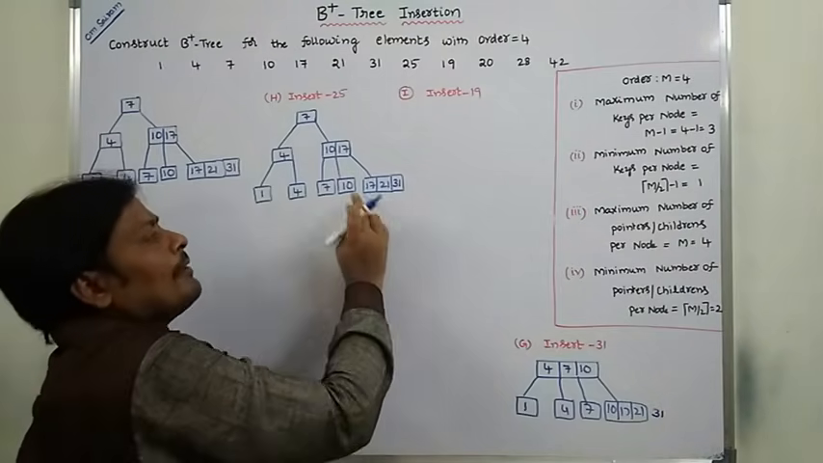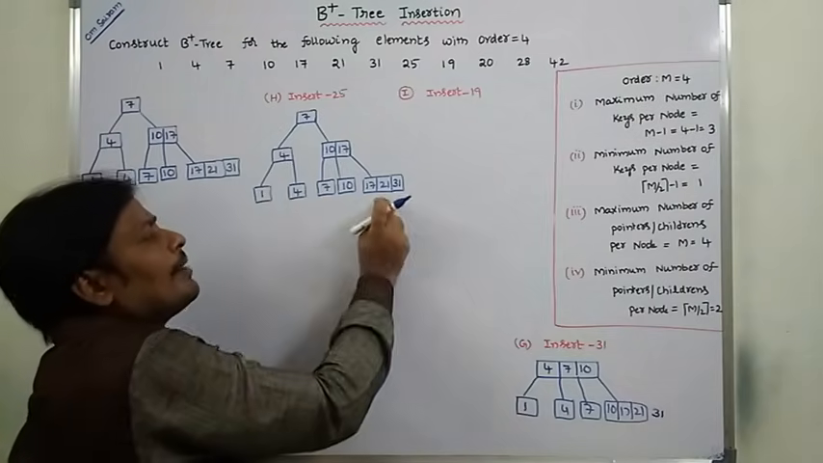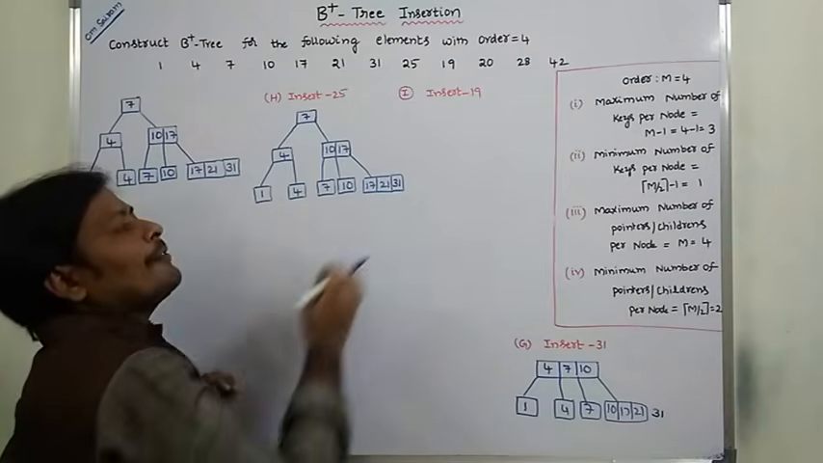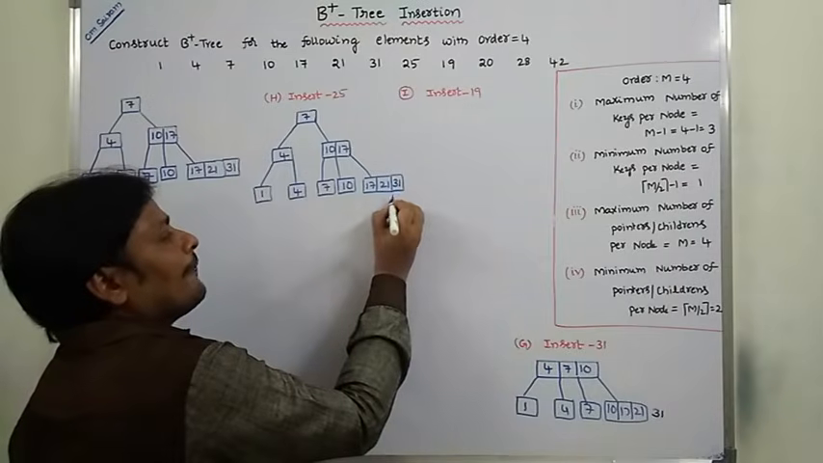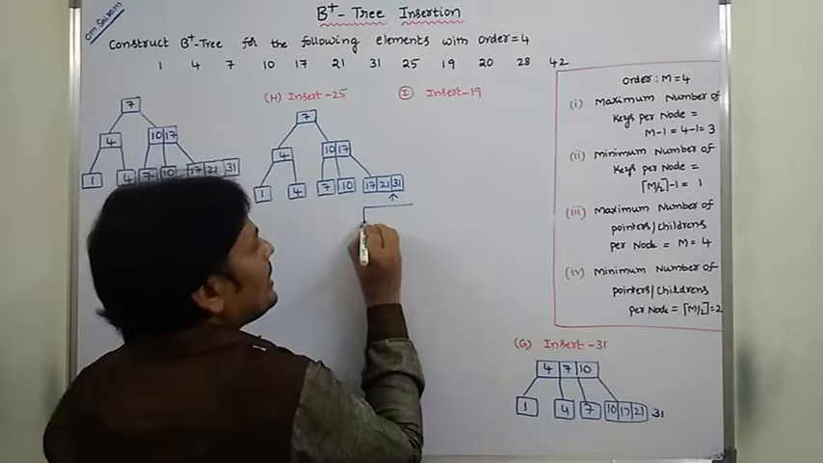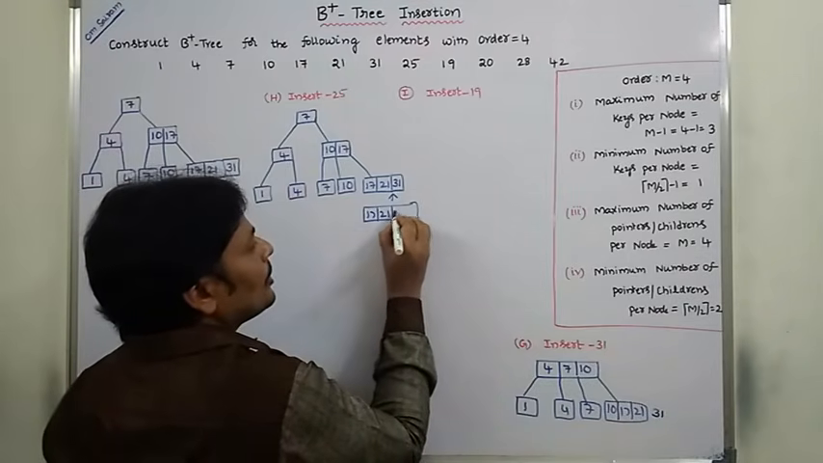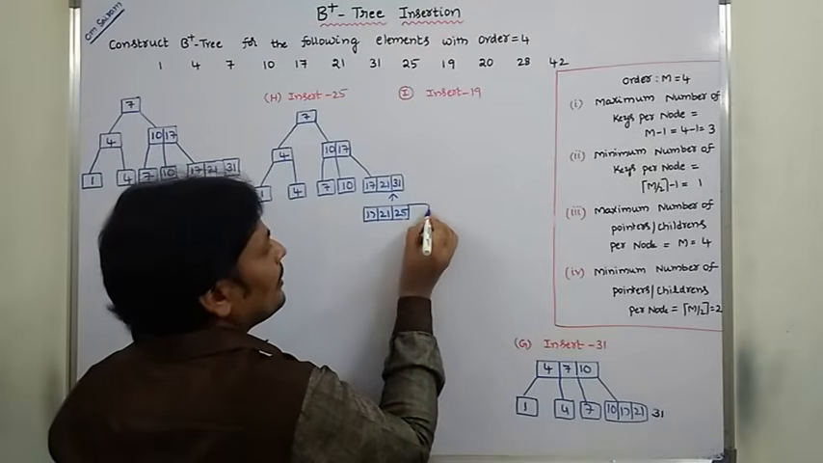So now 25 is compared with the 17. It is greater. Next 25 is compared with the 21. It is greater. Next 25 is compared with the 31. It is lesser. So 25 can be inserted at this place. So after inserting 25, the node contains 17, 21, 25 and also 31.